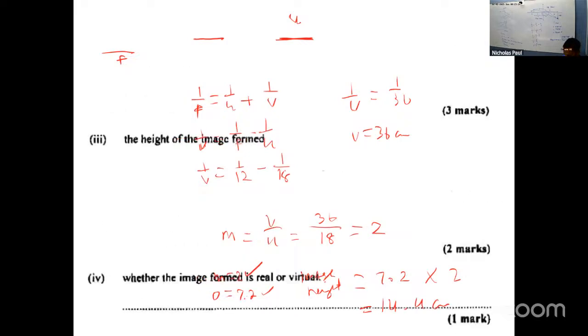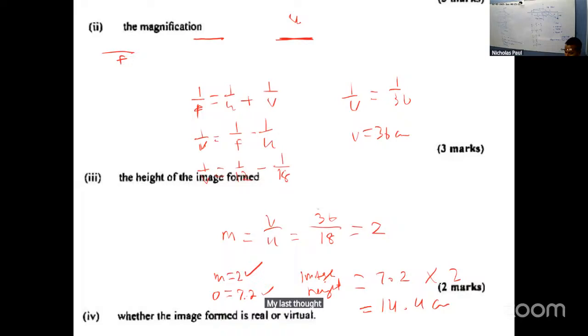And last part, is it real or virtual? Devana. Is it real or virtual? What's the answer? Real or virtual? Real. Right? The answer is real.